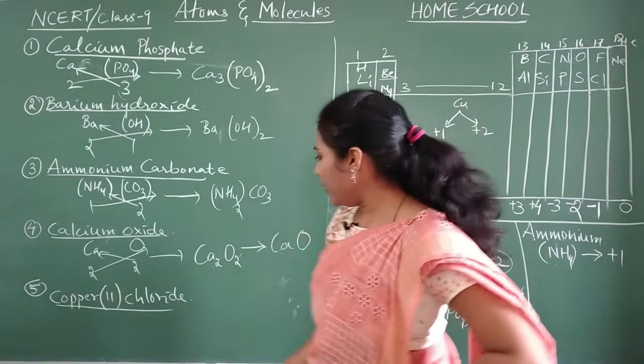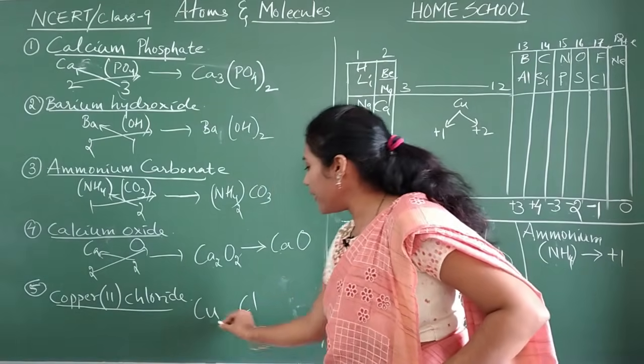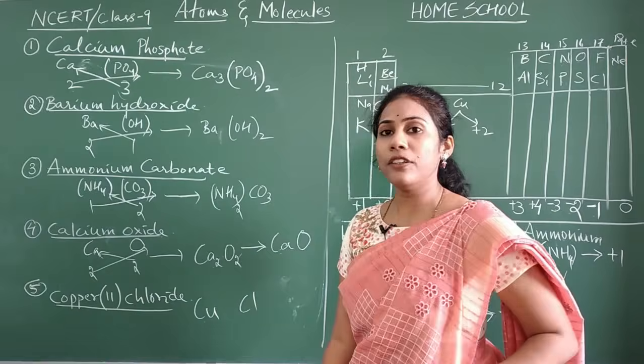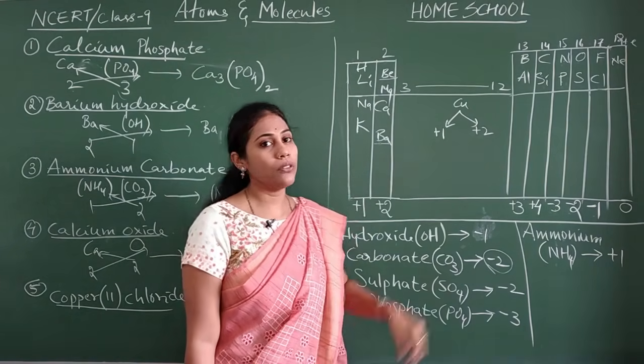Which valency will you consider here? Copper means Cu. Chloride in the sense Cl. Now you have to consider a valency for copper, no? Which one do you consider? Will you consider 1 or 2?